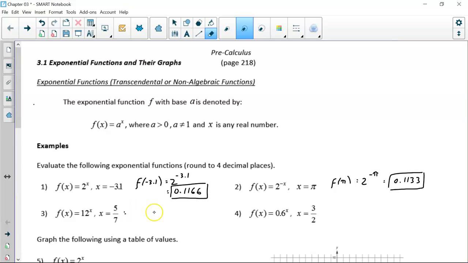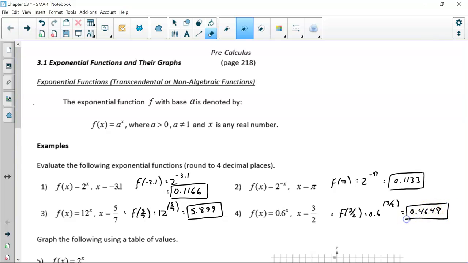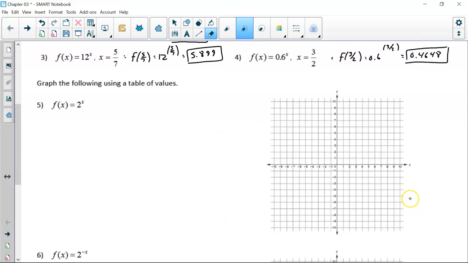For number 3, f of 5 over 7. 12 to the 5 over 7, make sure you use parentheses around your exponent. And you're going to get about 5.899. And then f of 3 halves is going to be about 0.6 raised to the 3 halves. Make sure you use those parentheses. 0.4648 is your value. Like I said, it was all about using your calculator to practice typing those exponents.